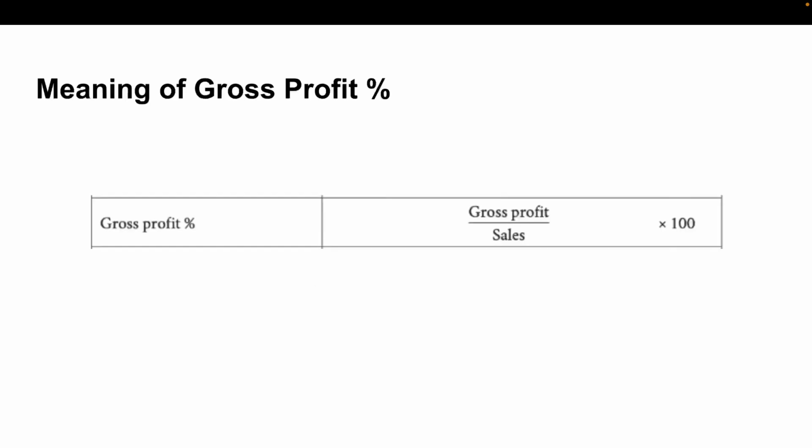The next one is gross profit percent. Gross profit percent shows how efficiently production costs are managed. The formula is gross profit divided by sales times 100. So if gross profit was $30 and sales were $100, the gross profit percent would be 30%. Gross profit percent would be 30%.